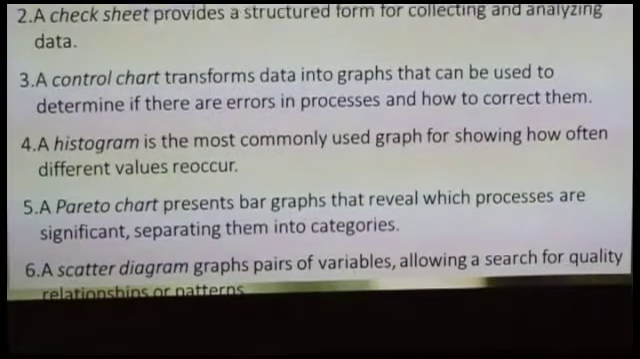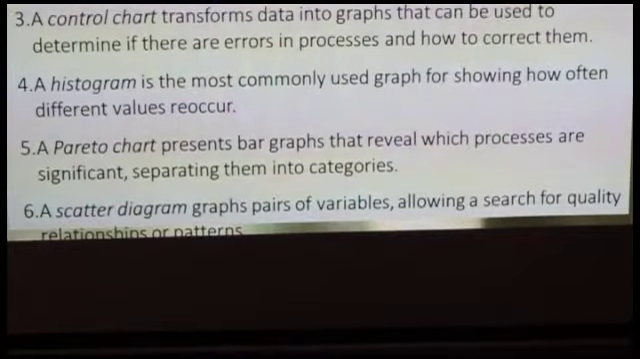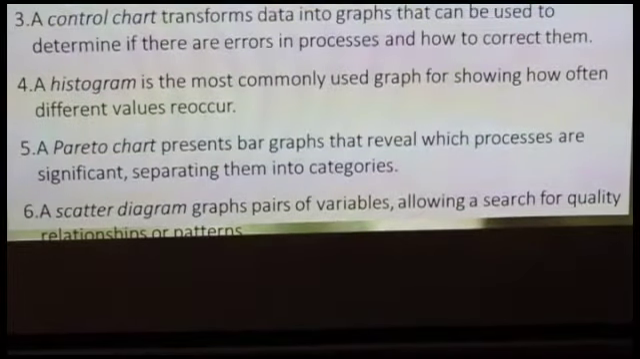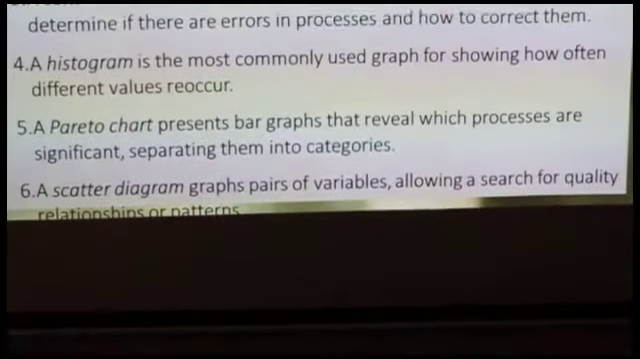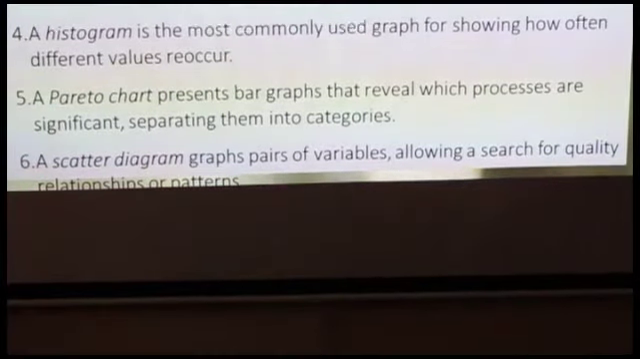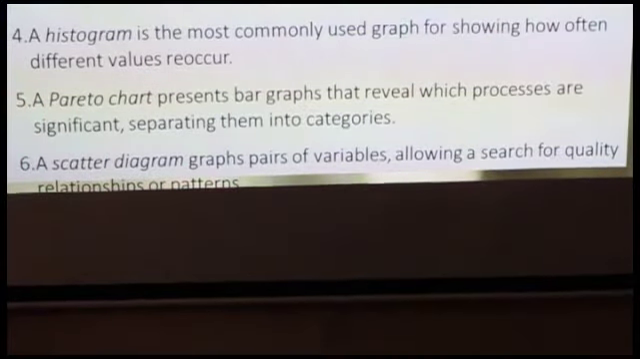4. A histogram is the most commonly used graph for showing how often different values reoccur. 5. A Pareto chart presents bar graphs that reveal which processes are significant, separating them into categories. And 6. A scatter diagram graphs pairs of variables, allowing a search for quality relationships or patterns.